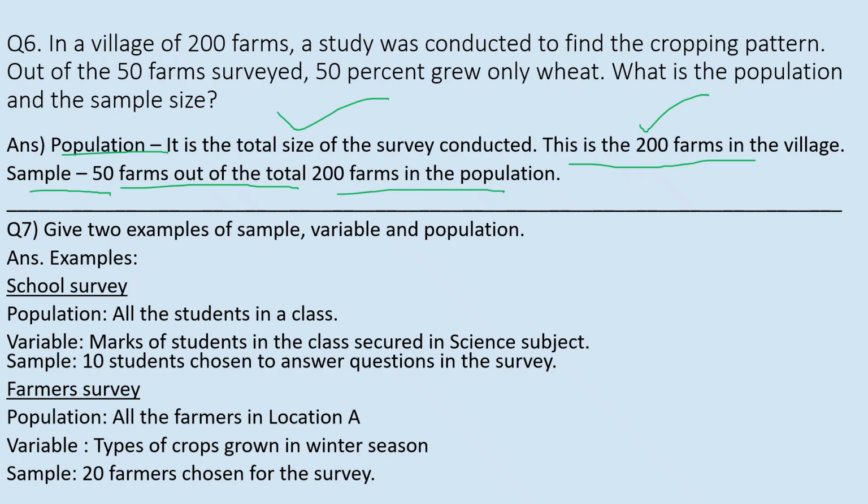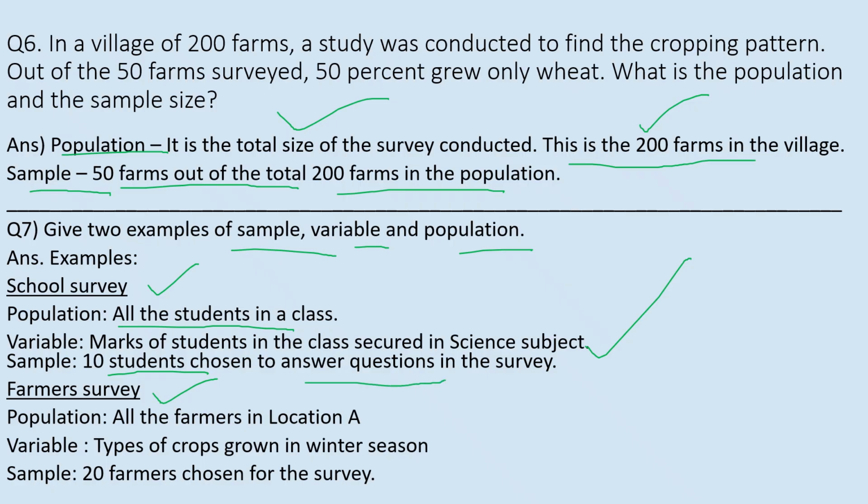Next, question number 7, give 2 examples of sample, variable and population. So here we'll be giving two examples. First we will take a school survey, next we will take a farmer survey. The population here is all the students in a class, and the variable is the marks of the students in the class in the science subject. And what is the sample? 10 students chosen to answer questions in a survey.